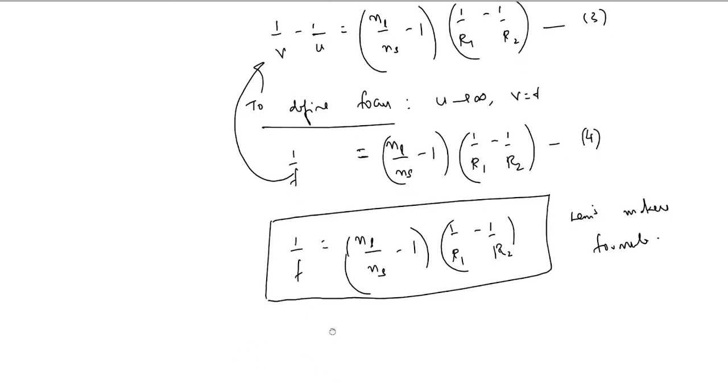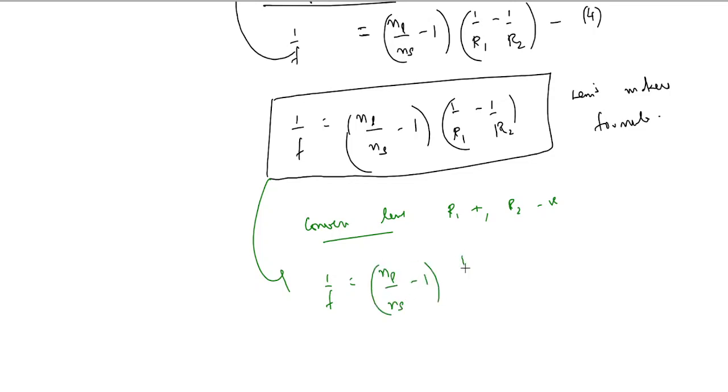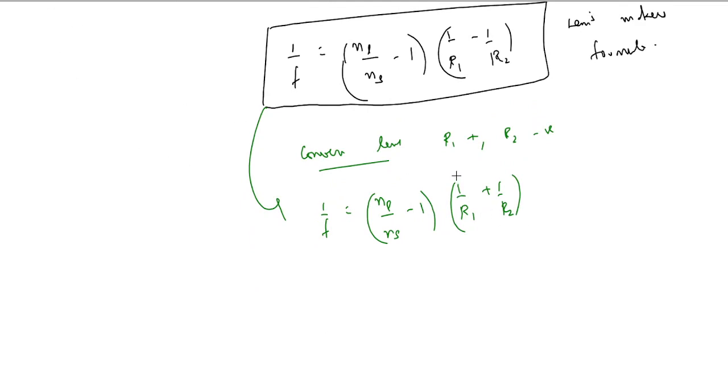And observe here, for a convex lens. We know for a convex lens that R1 is positive and R2 is negative. We put it back here, we get 1 by F is equal to NL by NS minus 1 into 1 by R1 plus 1 by R2. The last term here is always positive for a convex lens.